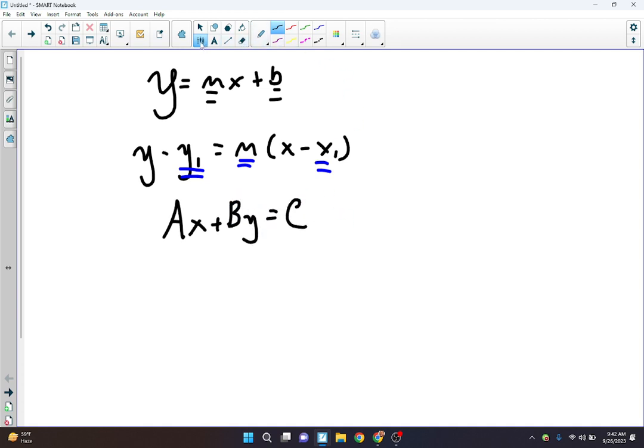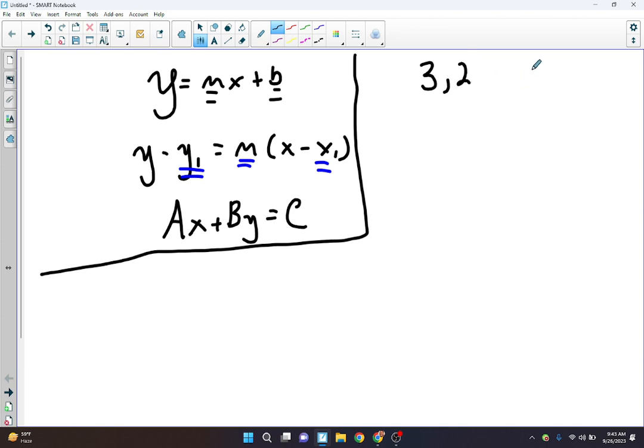This standard form doesn't really make much sense in a linear sense, but it does make sense when you talk about other equations combined with it. So it's important to know for that reason. So the question I could ask is, give me a line that passes through (3, 2) and (5, 7), something like that.